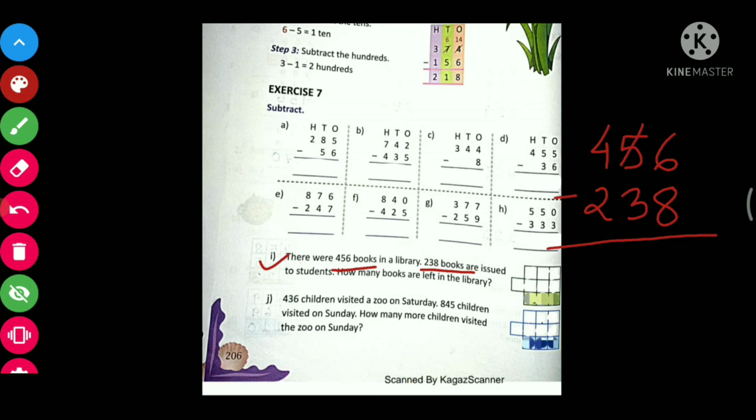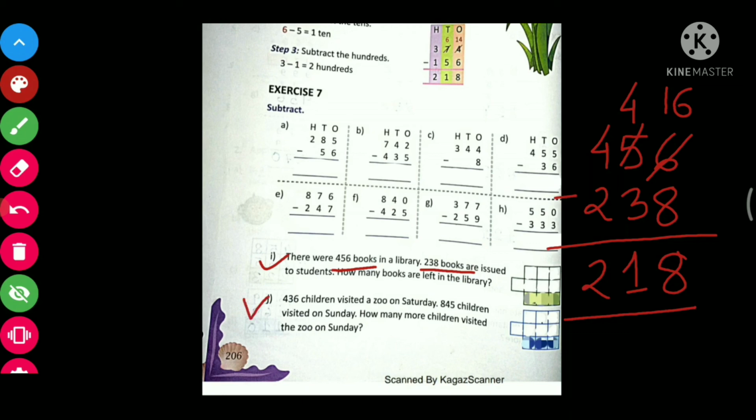So it will borrow 1 and this will become 4. Now that 1 will become 10 when it reaches the ones place. Now 10 plus 6, it will be 16. Now 16 minus 8, it will be 8. Now see, 4 minus 3, it will be 1. Now see, 4 minus 2, it will be 2. So in total how many books are left behind? 218 books.